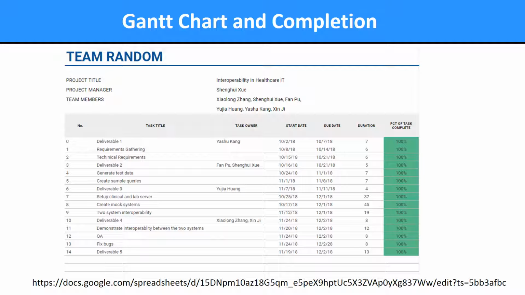This is the Gantt chart that shows the final progress of our project, including the detailed tasks, duration, along with the percentage of task completion. As you can see, all the tasks have been achieved as we planned, and the final chart can be accessed using the link below.